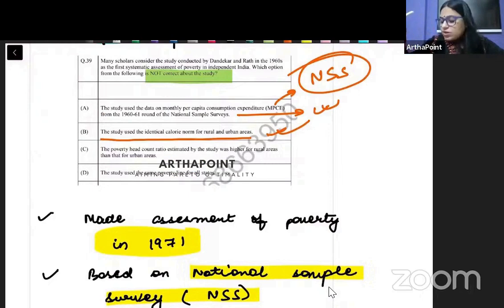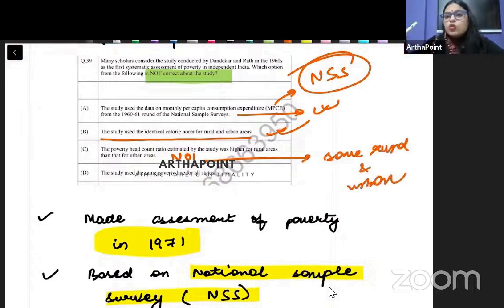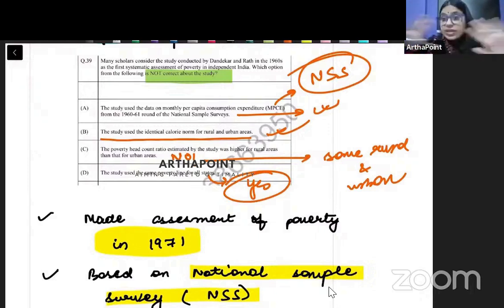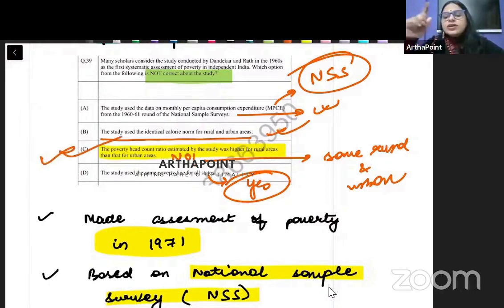The poverty head count ratio estimated by the study was higher for rural than urban. No, it was the same for rural and urban areas. The study used the same poverty line for all states. Yes. उन्होंने state wise या rural urban wise distinguish नहीं किया. They kept it the same for rural, urban and for all states. So the correct answer to this question is C. This is not what they used. They gave the same calorie intake for rural and urban areas.